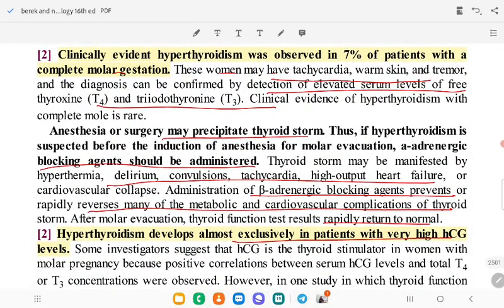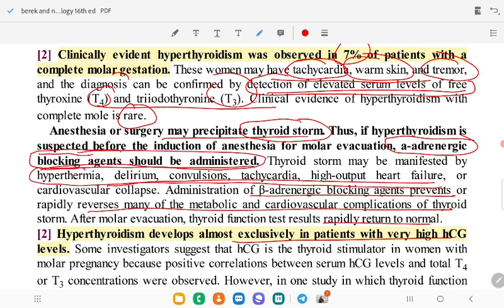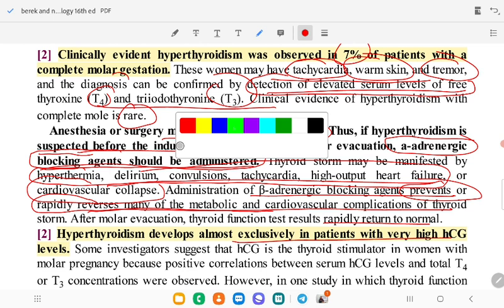The anesthesiologist has to be informed, because hyperthyroidism may precipitate a thyroid storm during the procedure. Thus, if hyperthyroidism is suspected before induction of anesthesia, an alpha adrenergic blocking agent should be administered. Thyroid storm may be manifested by hyperthermia, delirium, convulsion, tachycardia, high-output heart failure, and cardiovascular collapse. So you have to administer a beta adrenergic blocking agent to prevent the rapid reversal of many of the metabolic and cardiovascular events.